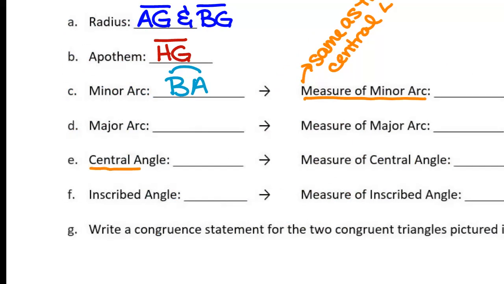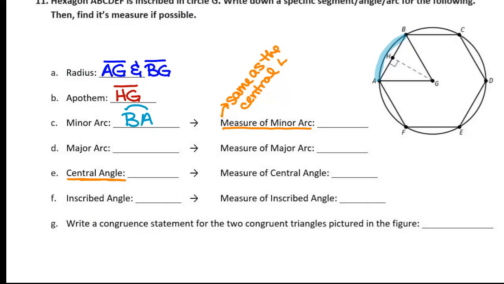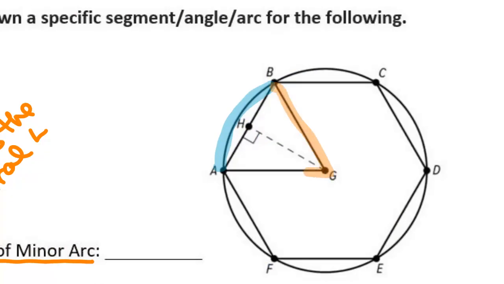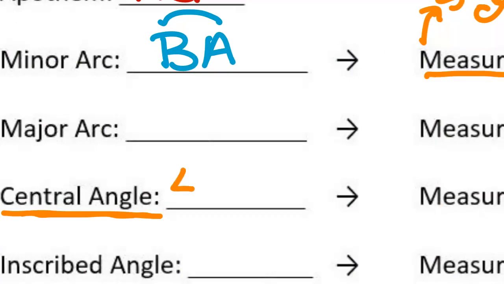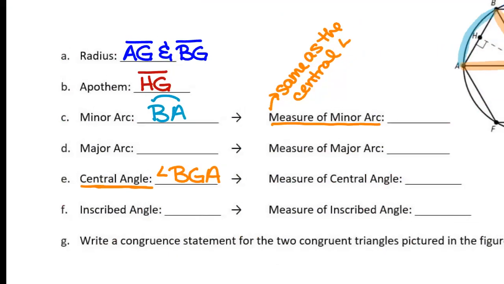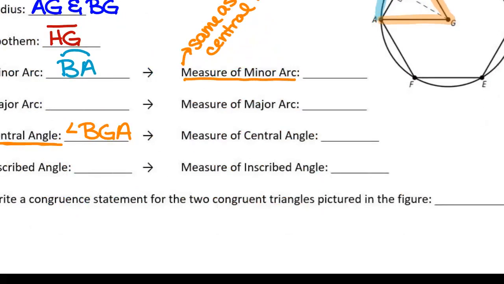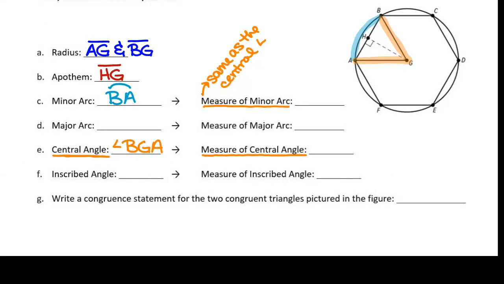So down here it talks about the central angle. Let's go ahead and name our central angle at the same time while we're here. My central angle is formed by these two radii right here. What would that angle be called? BGA or AGB. So angle BGA, or again AGB. The measure of the central angle is the same as the measure of my minor arc.